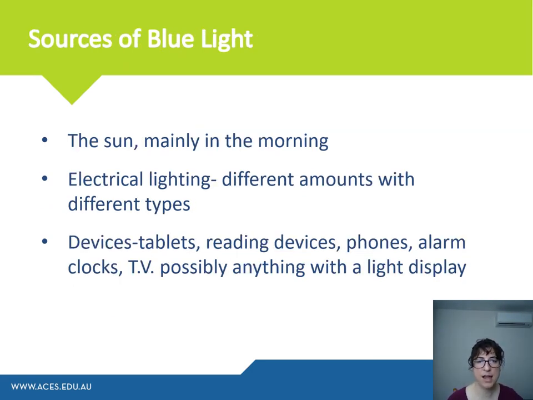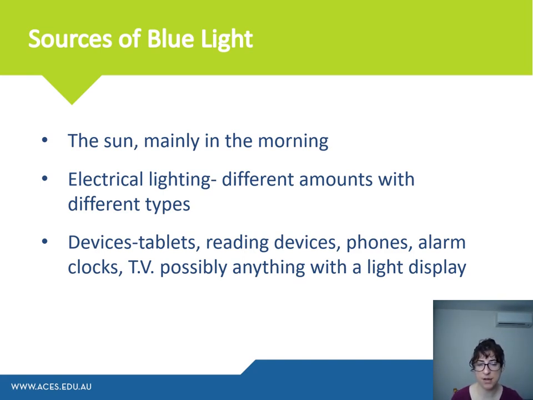So sources of blue light, as we mentioned, the sun, mainly in the morning, and that's where the amount of blue light throughout the day goes down with sunlight. So that's why we're attuned to that and why we want to mimic that in our electrical lighting. And obviously electrical lighting, which we've mentioned a few times, and different amounts for different types. And obviously devices, so anything that has a backlight.